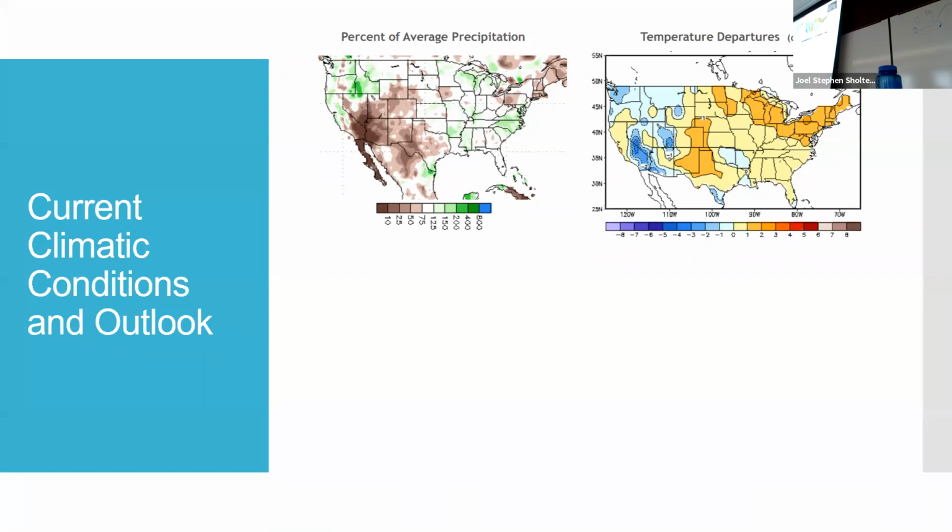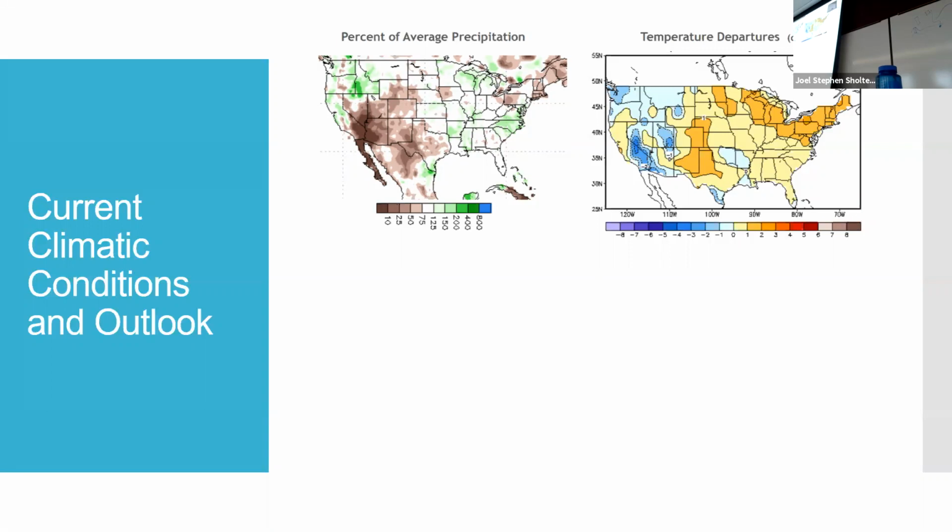So here's some maps. Just pulled these off the internet. And what it's showing is the percent of average precipitation over a recent window. And here we see in the west that things are very dry. In our part of Colorado, right here, we're looking at somewhere around 50% of average precipitation that we've gotten this year so far. So that's not looking so good.